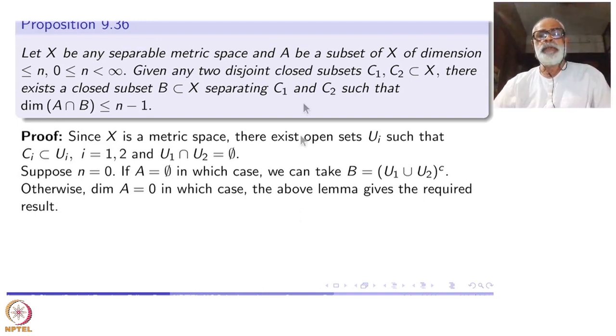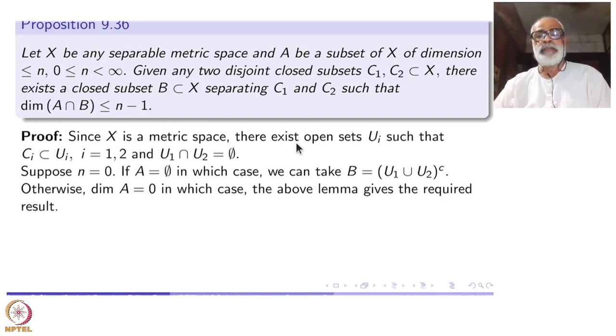So given any two disjoint closed subsets C1 and C2 inside X, there exists a closed subset B of X separating C1 and C2, such that the subset A intersection B has dimension less than or equal to n minus 1. Okay. So from zero dimension, we have come to arbitrary dimension here now. So how do you do that?